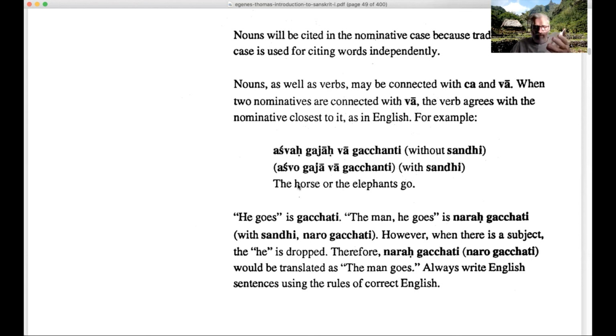So va is going to be used in the same way as cha. Notice it's a long a, va, whereas cha is cha. Cha and va. So, and, or. When two nominatives are connected with va, the verb agrees with the nominative closest to it.